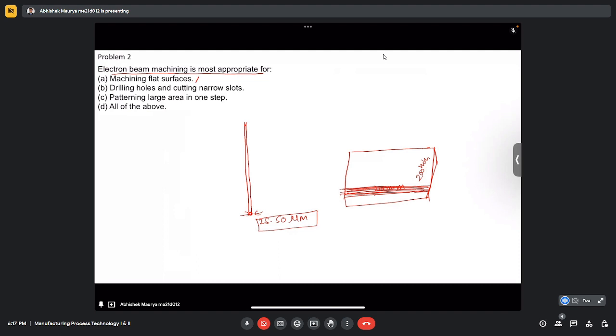Yes, it is used for creating holes, because suppose we want very narrow holes, and suppose this is the workpiece, and we want holes in the micron range, let's say 50 microns.